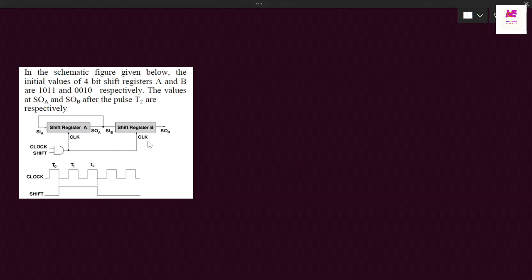In this problem, two shift registers are given, A and B, and we have to find out the output at shift register A, that is SOA, and at shift register B, that is SOB, after pulse T2. And the initial sequences are given as 1011 and 0010.